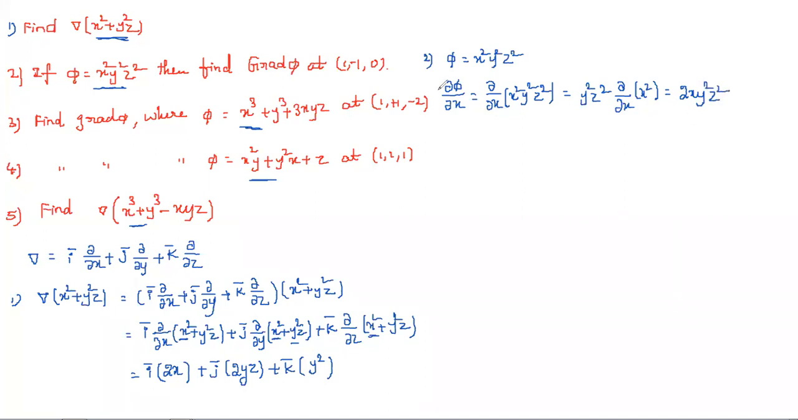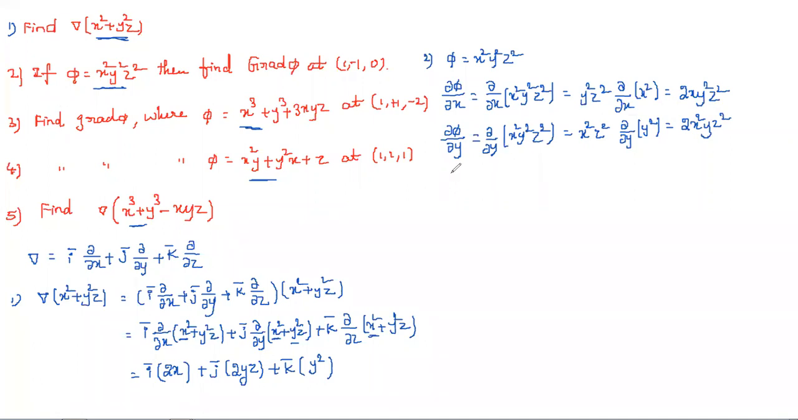Next, in the same way, what do we get for dou phi by dou y? Dou phi by dou y is dou by dou y of phi, which is x square y square z square. With respect to y, x and z are constant, so simply write x square z square outside, dou by dou y of y square. The derivative of y square is 2y, so we write 2x square y z square.